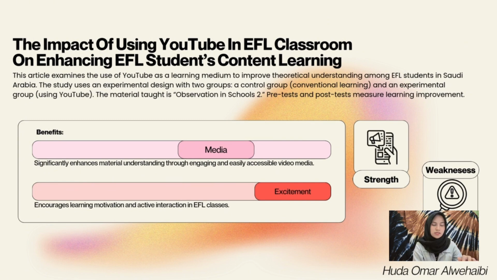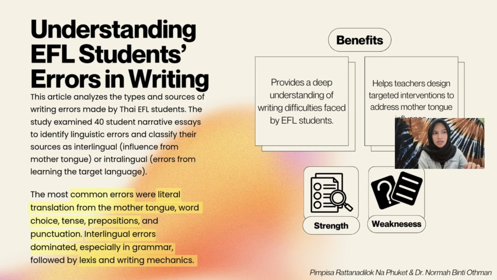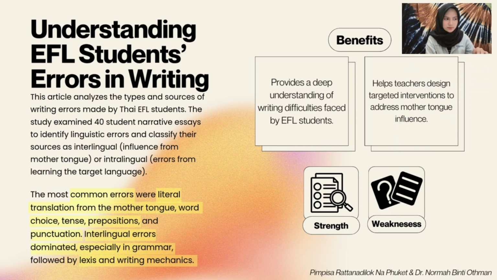Okay, moving to the next slide, it's talking about understanding EFL students' errors in writing. This article analyzed common writing errors among Thai EFL students, focusing on how their mother tongue influenced their mistakes. Here I also put the most common errors: literal translation from their mother tongue, word choice, tense, preposition, and punctuation. Another finding is that interlingual errors dominate, especially in grammar, followed by lexis and writing mechanics.